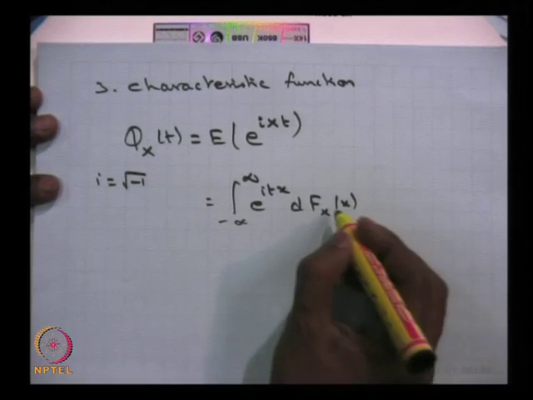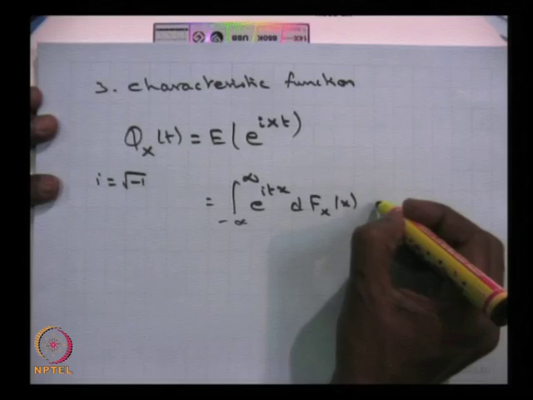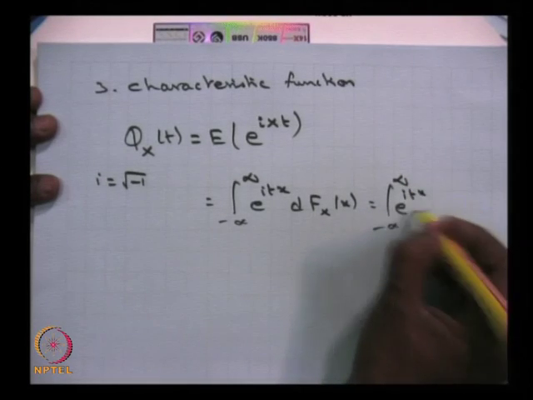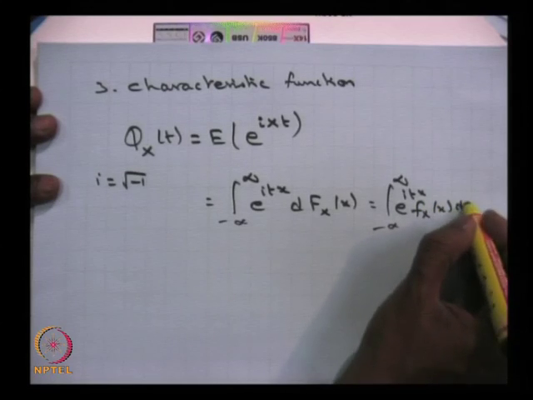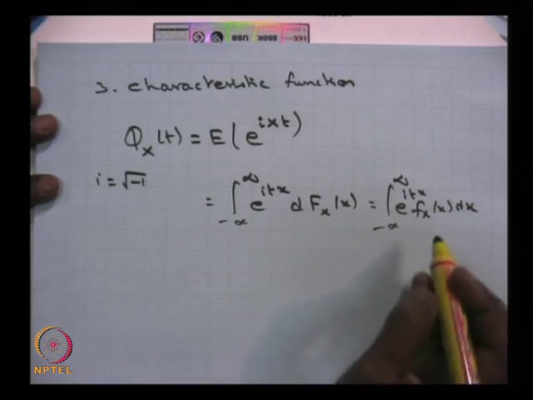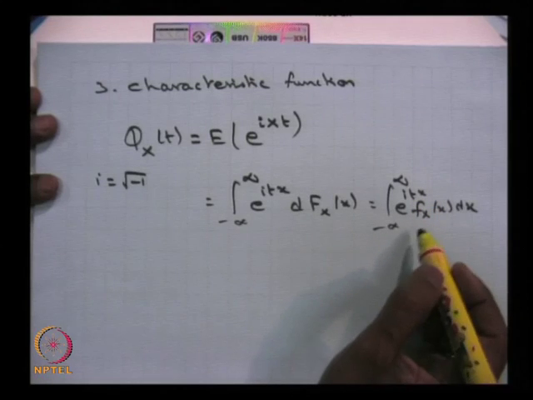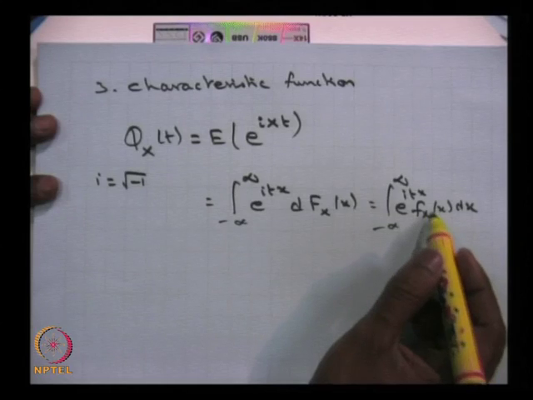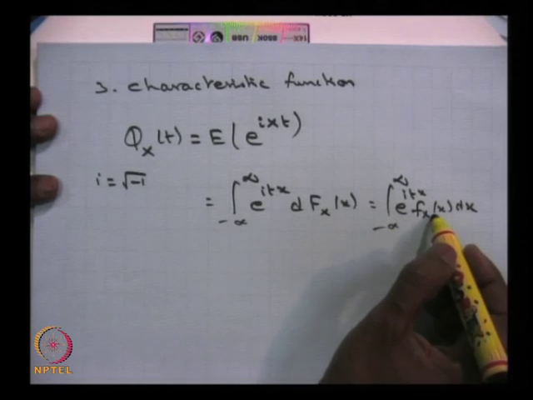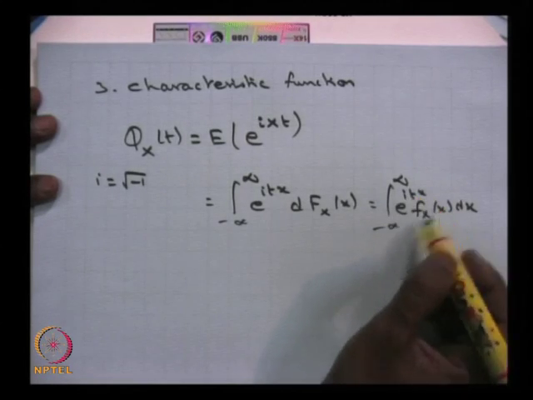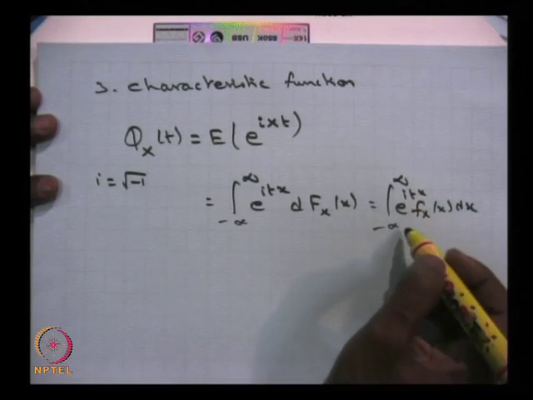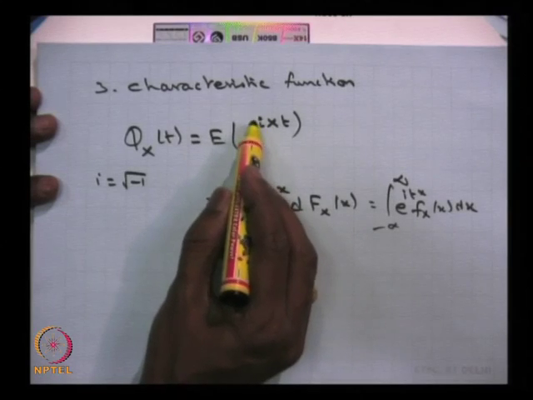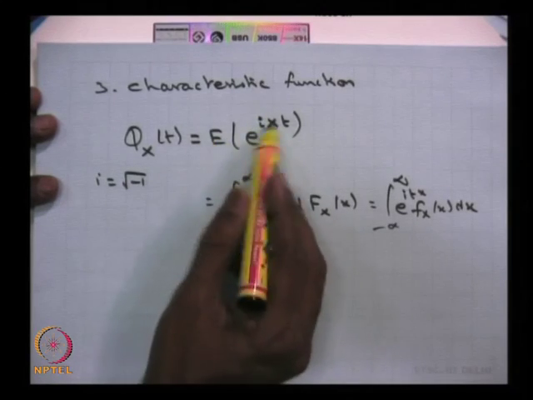If the random variable is continuous, then you can write this as the integral from minus infinity to infinity of e power i times tx, times the density function, integrated with respect to x. That means this is nothing but the Fourier transform of f, where f is the probability density function, and you are integrating the probability density function along with e power i times tx. This quantity always converges, whereas for the moment generating function, without the term i, the expectation may exist or may not exist.